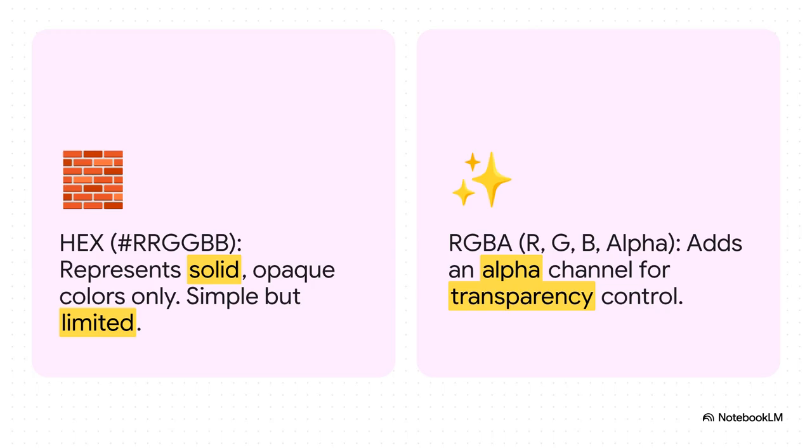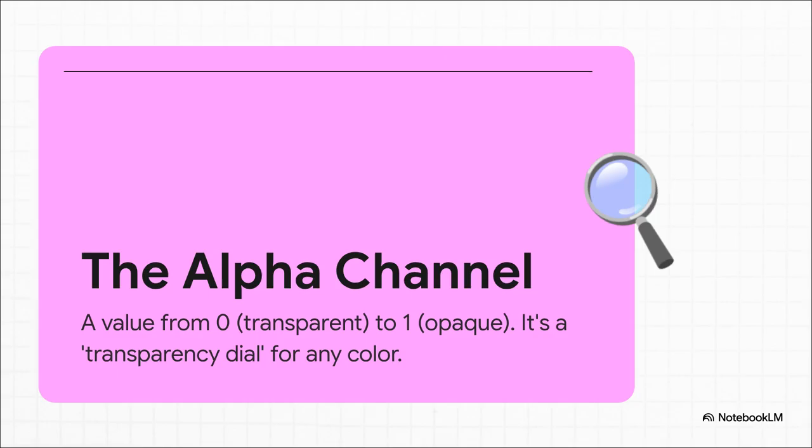That's what controls transparency. Seriously, just think of the alpha channel like a precision dial for transparency on any color you can imagine. It's a value that goes from 0 to 1. If you set it to 0, your color is completely invisible, totally see-through. Crank it up to 1, and it's fully solid. And everything in between? That gives you this incredible range of translucency to play with.